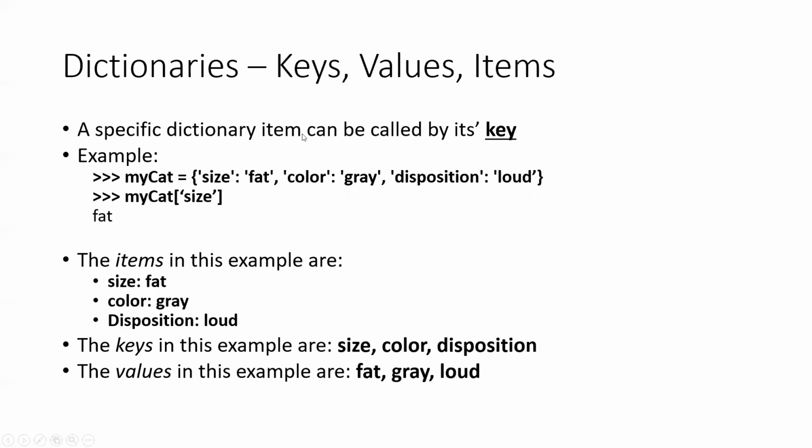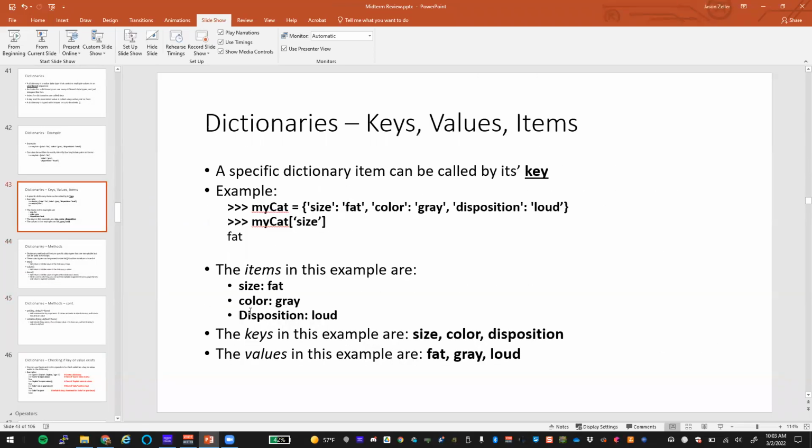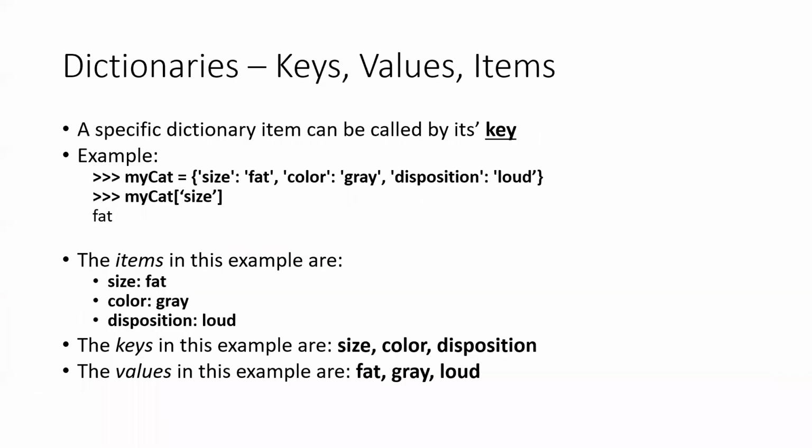All right, a specific dictionary item, again, is called by its key. So if we have this particular dictionary again, if we want to get size out of it, we just put the size in here, as opposed to a list where we would put the index, and we would get back the value that comes out of there. Should be a lowercase d. Okay. The keys in this example are size, color, and disposition, and the values are fat, gray, and loud.